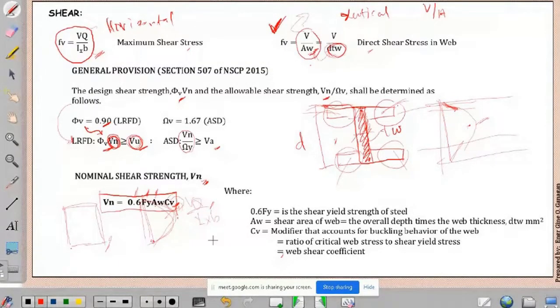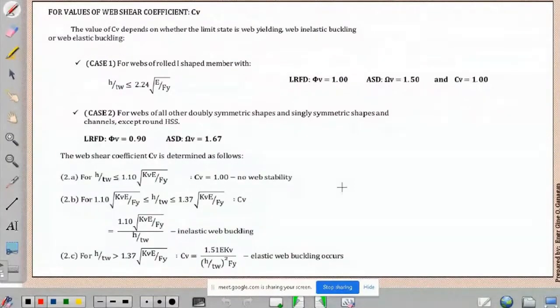So marami tayong cases sa pag-compute ng Cv. And sa pag-compute ng Cv, okay, that based on the limit state yung kino-consider natin. Either yielding or yung buckling, yung instability. So for the case 1, this is for yielding, and for the case 2, this is for the instability, yung ating buckling. Okay? So we have here the equations on how to solve yung ating Cv.